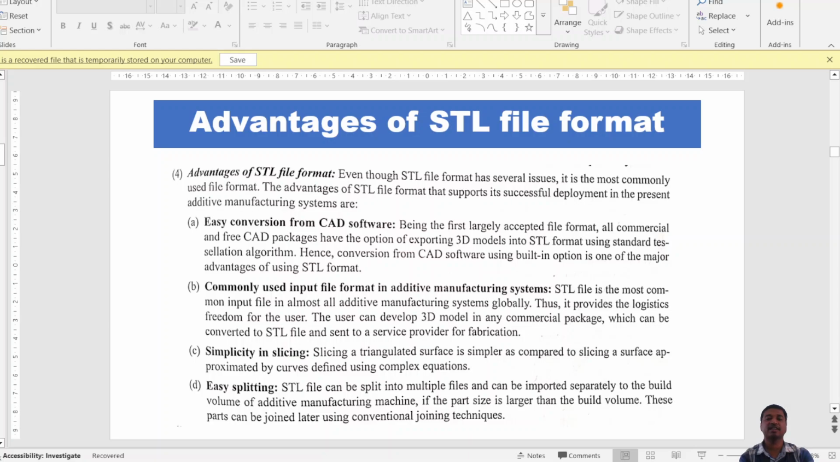Simplicity in slicing. Slicing a triangulated surface is simpler as compared to slicing a surface approximated by curves defined using complex equations. Easy splitting. An STL file can be split into multiple files and imported separately to the build volume of the additive manufacturing machine if the part size is larger than the build volume. These parts can be joined later using conventional joining techniques. So these are the basic advantages of STL file format.